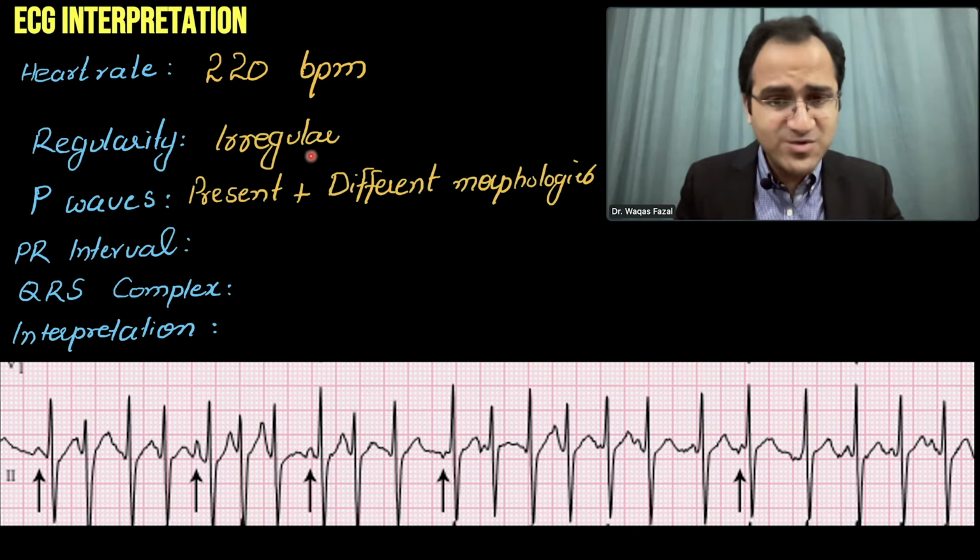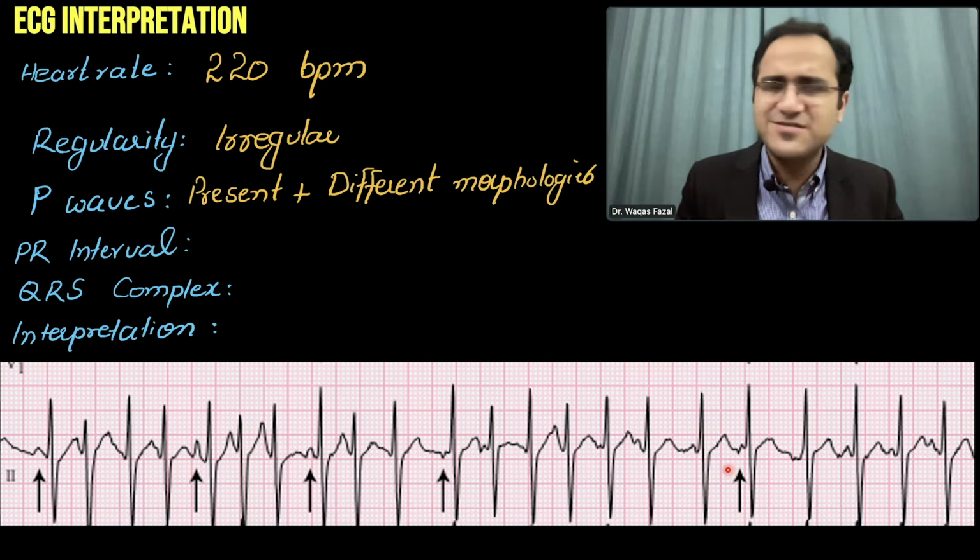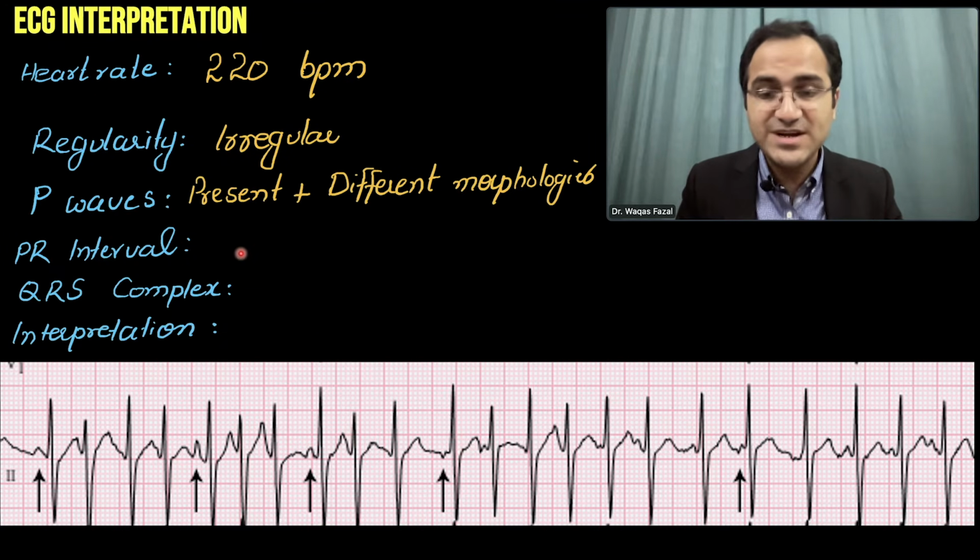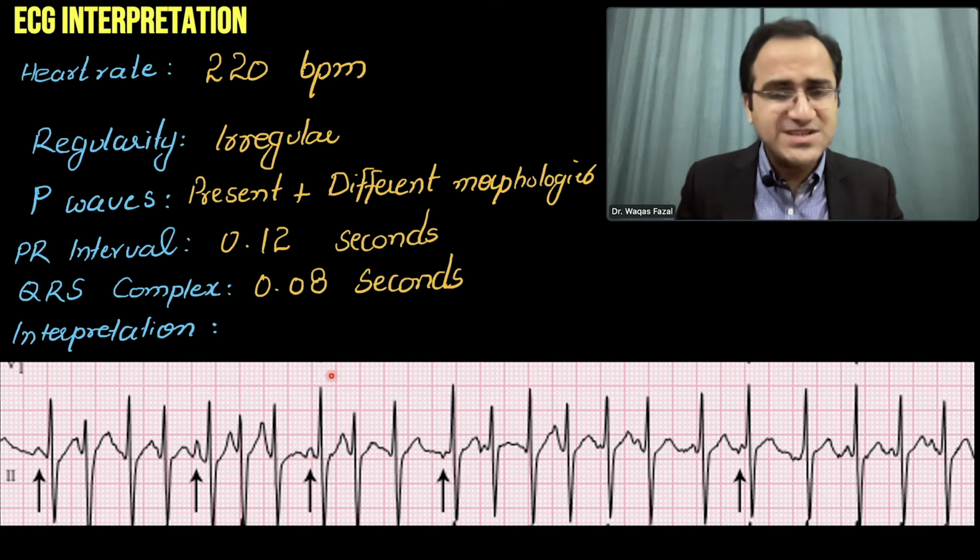This is an irregular ECG. If you look at the P waves, they have different morphologies. The P waves are not normal. They are present, but they have different morphologies and they are married to the QRS complexes. Each P wave is followed by a QRS complex. If you look at the PR interval, a normal PR interval is less than one large box. So they are all less than one large box. So this is a normal PR interval.